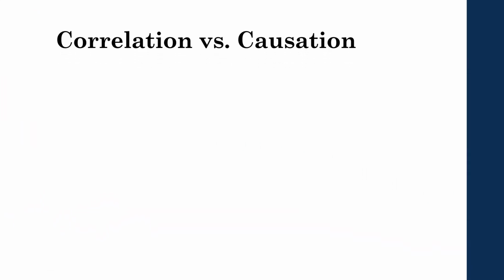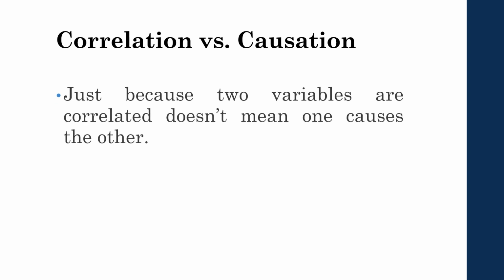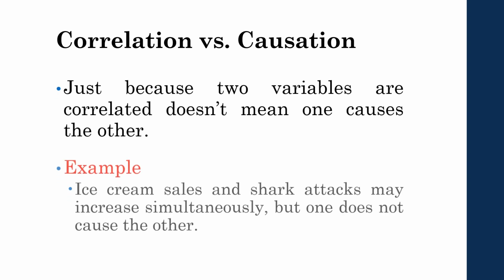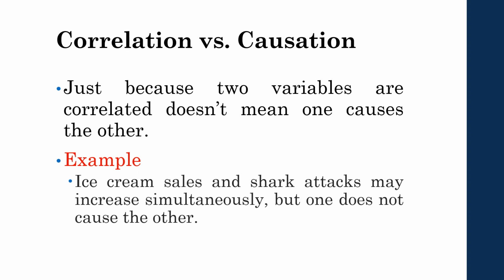One of the most critical points in understanding correlation is knowing that it does not imply causation. Just because two variables are correlated doesn't mean one causes the other. A classic example is ice cream sales and shark attacks. They both increase in the summer, but ice cream doesn't cause shark attacks. Recognizing this distinction helps prevent misinterpretation of data, ensuring that correlations are used correctly to identify associations, not to draw unwarranted conclusions about cause and effect.